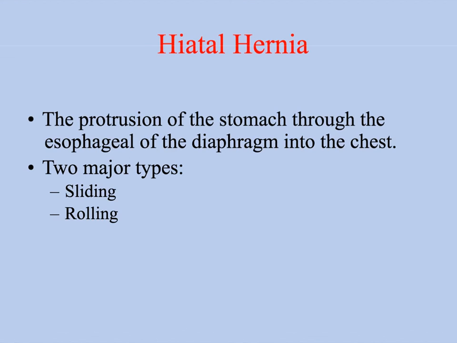So the definition of the hiatal hernia is the protrusion of the stomach through the esophageal hiatus of the diaphragm into the chest. So basically the stomach kind of protrudes up through the diaphragm onto the esophagus, causing similar symptoms as GERD does. It's an irritation down there, the lower portion of the esophagus. And the pictures in the next slide are a little bit easier to help explain it.